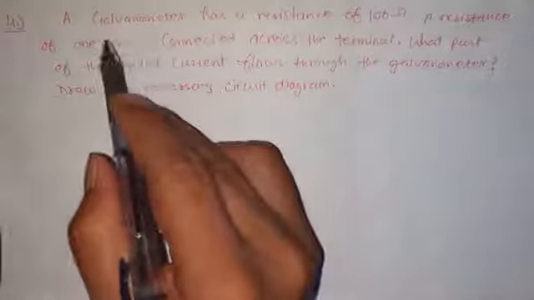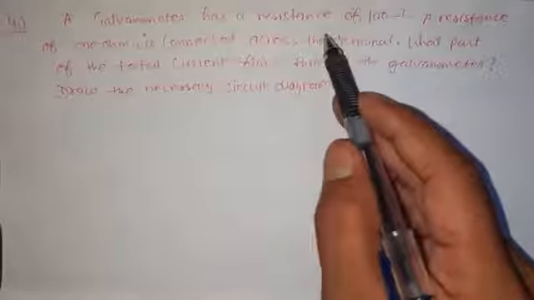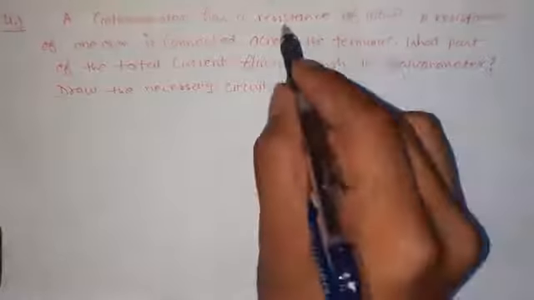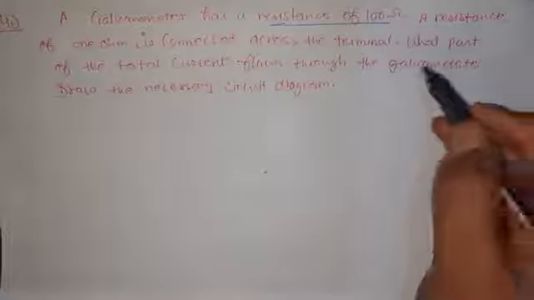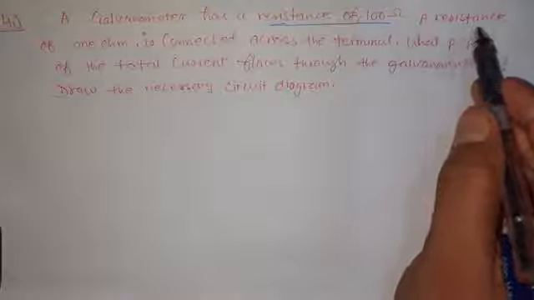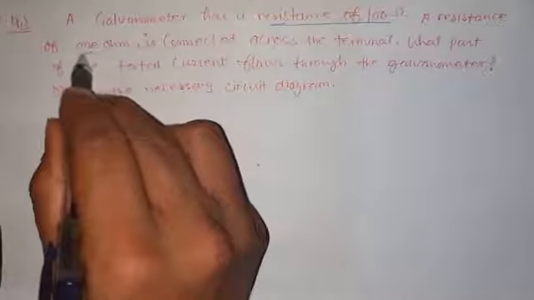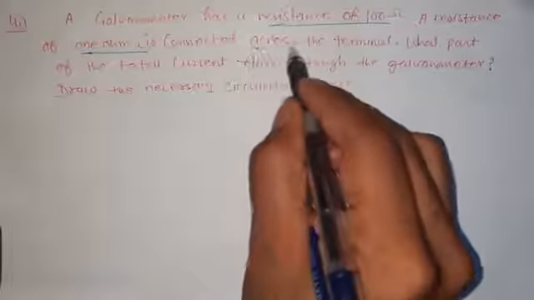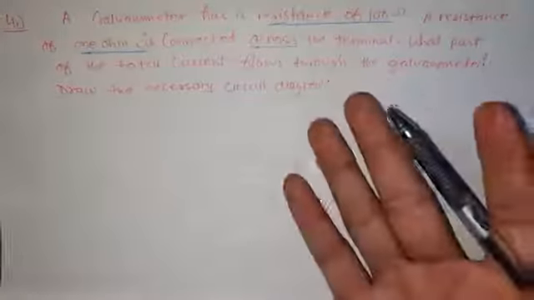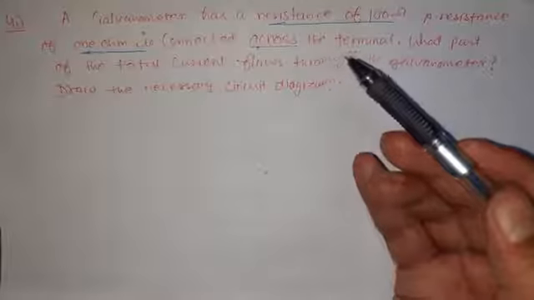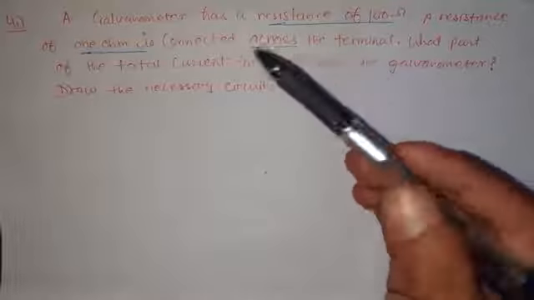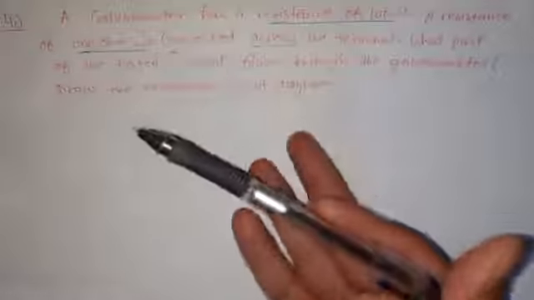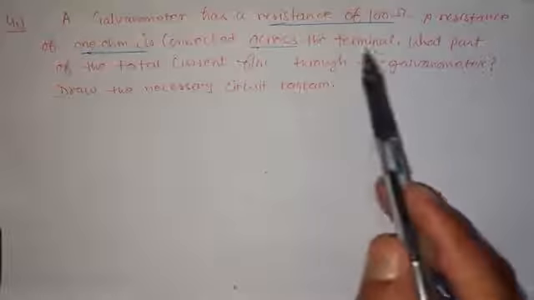Let us solve one more numerical problem. A galvanometer has a resistance of 100 ohm. So here the resistance of the galvanometer is given, and a resistance of 1 ohm is connected across it, which means in parallel. Okay, so whenever a low resistance is connected in parallel with a galvanometer, this is known as shunt resistance. So over here 1 ohm is the shunt resistance.